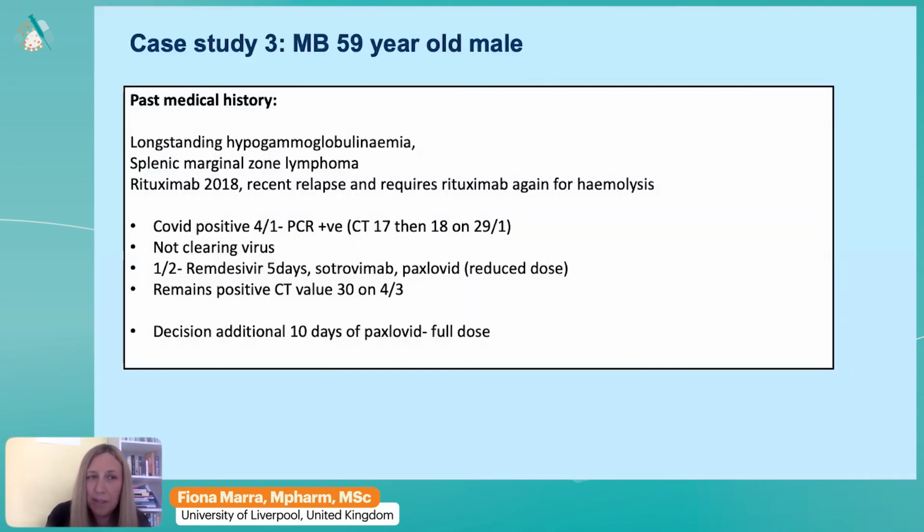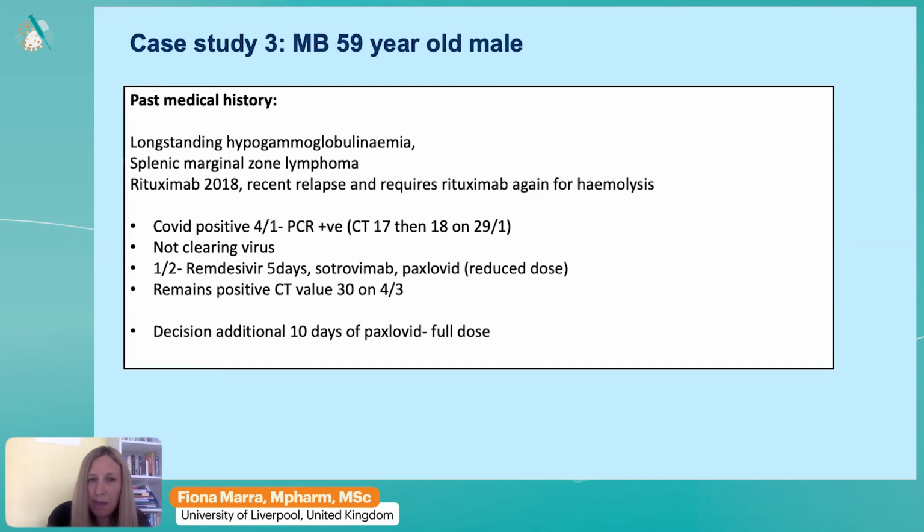And finally, this case for, I guess, food for thought and just something to think about as we move forward using Paxlovid. It was a 59-year-old male with a long-standing hypogammaglobulinemia, splenic marginal zone lymphoma, and he was on rituximab in 2018, but he had a recent relapse and he requires rituximab again for hemolysis. Now, this patient was COVID positive on the 4th of January, PCR positive, strongly positive, with a CT value of 17, and again a CT value of 18 on the 29th of January. So this patient was not clearing virus.